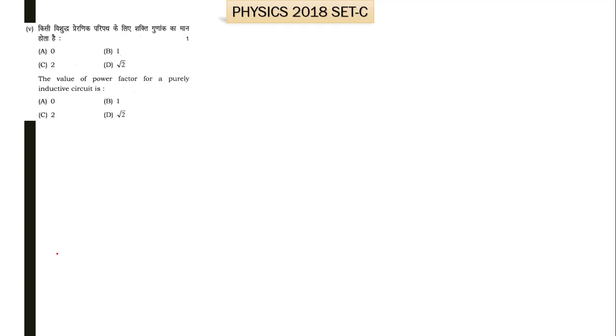Now moving towards the next part, that is the fifth. It says that the value of power factor of a purely inductive circuit is... we know that power factor is represented by cos phi, where phi is the phase difference between voltage and current. Since it is purely an inductor, and an inductor gives a phase difference of 90 degree. In case of inductor, phase difference is 90 degree. Also for capacitor it is 90 degree. So cos 90 is equal to 0. So it will have a power factor of 0. So A is the right option for this.